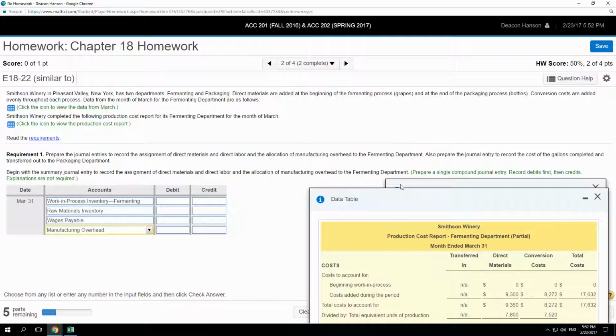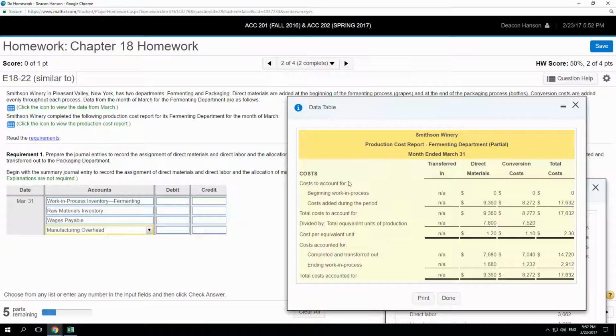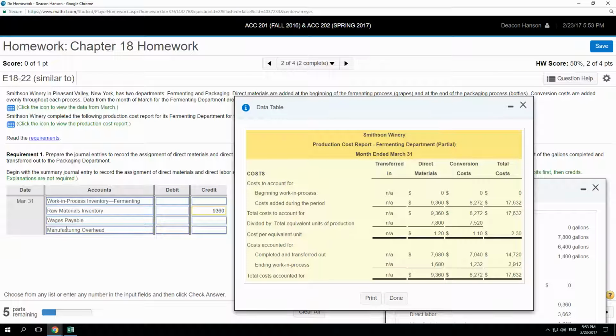So we got to figure out what amounts were added. So costs added during the period, we have direct material of 9,360. Now, conversion cost, the definition of conversion cost is direct labor and manufacturing overhead. So what they have here is two costs that we need separately. We need the direct labor for our wages payable, and then we need the overhead. We need the two costs separate to make our journal entry. They're lumped into this one amount over here.